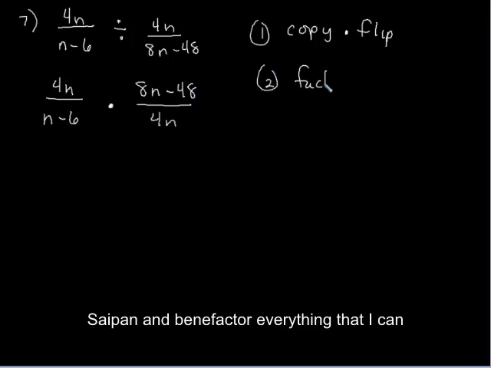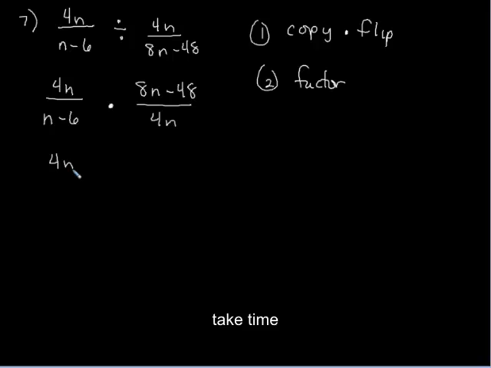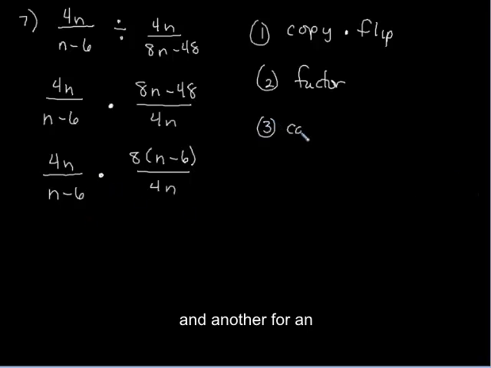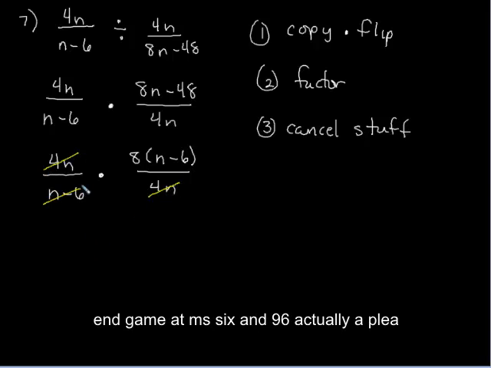Second, I'm going to factor everything that I can. 4n and n minus 6 are not going to factor. 8 and 48 will both divide by 8. And then I have a 4n. Then I'm going to cancel things. 4n and 4n, and 8, n minus 6 and n minus 6.